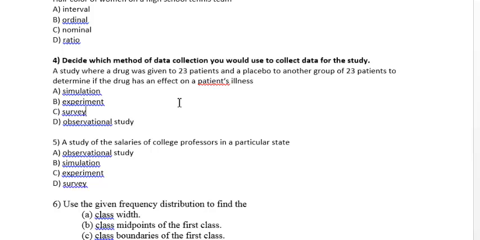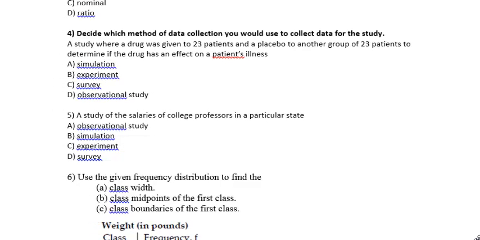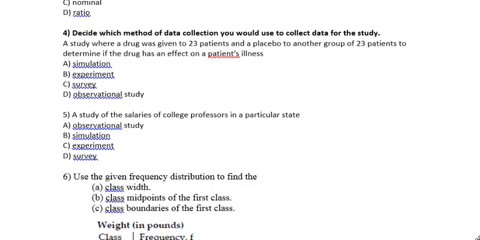So we've got 2 examples of this. A study where a drug was given to 23 patients and a placebo, something that looks like the drug but isn't actually the drug, to another 23. And we want to determine if the drug works. This, of course, is a classic description of an experiment. You give half the people the drug and half you don't, see which ones heal, see which ones don't heal, and make a determination of whether the drug works. That is a classic experiment. So we're going to choose B for that.